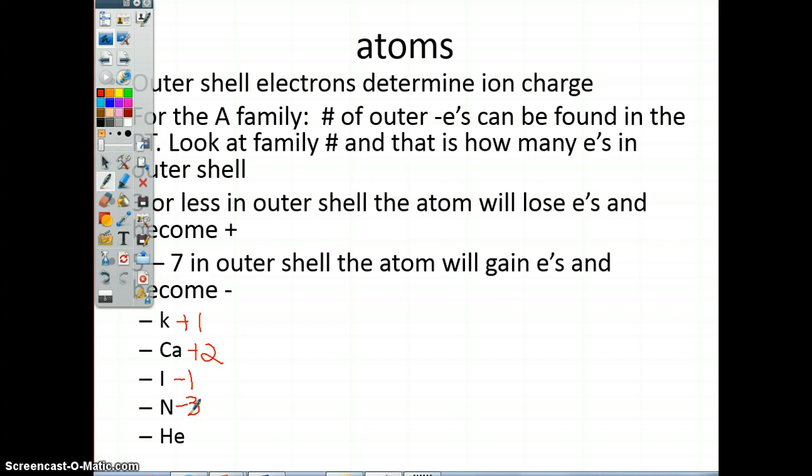Helium is in family 8. It has 8 electrons in its outer shell. You should know now that that's the happy. It's not going to gain any. It's not going to lose or gain electrons. It's already where it needs to be, so it's not going to have a charge at all.